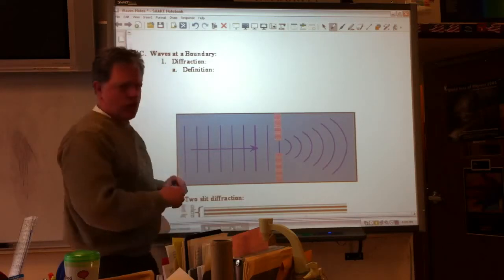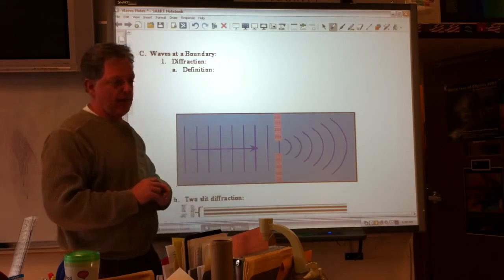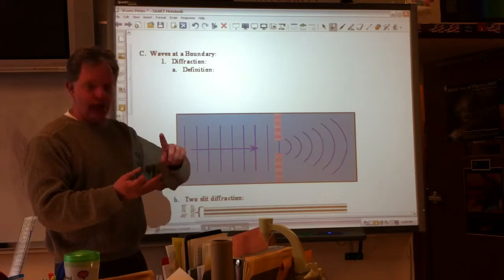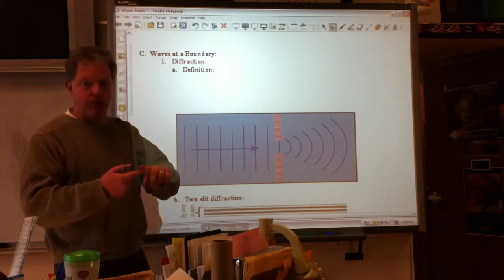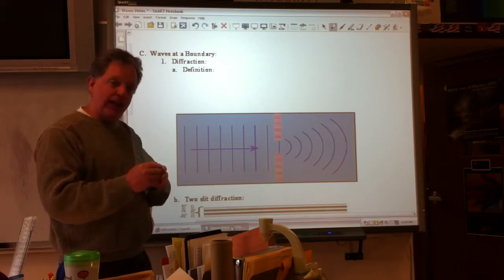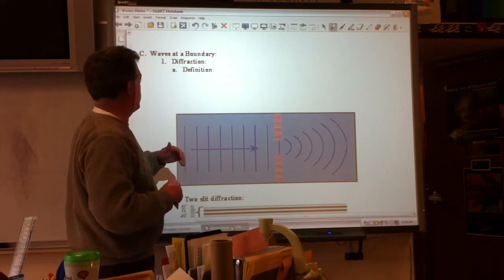So we're going to start talking about when waves encounter a boundary, and there's a number of things that can happen. The one we're going to talk about first is called diffraction, but there's also going to be reflection and refraction, dispersion and diffusion. So there's going to be a lot of vocabulary, and the words sound kind of alike, so you're going to have to be paying attention and maybe studying your notes as we go through this.